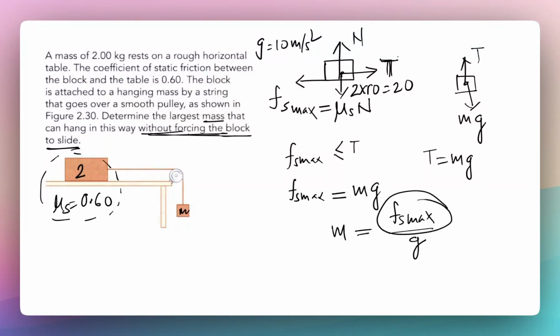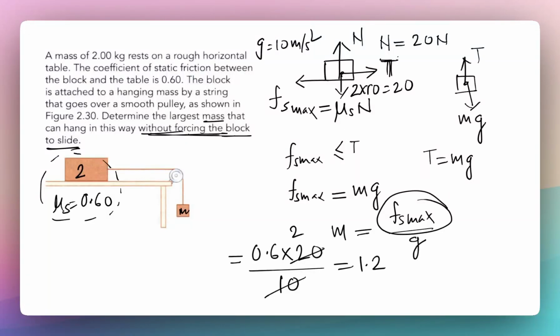So my F static max here is going to be mu s, which is 0.6, into the normal reaction in the vertical direction, N, which is equal to 20, and that is divided by g, which is 10. We can cancel this, we will get 2, and that is going to be 1.2 kilogram. So the mass is 1.2 kilogram.